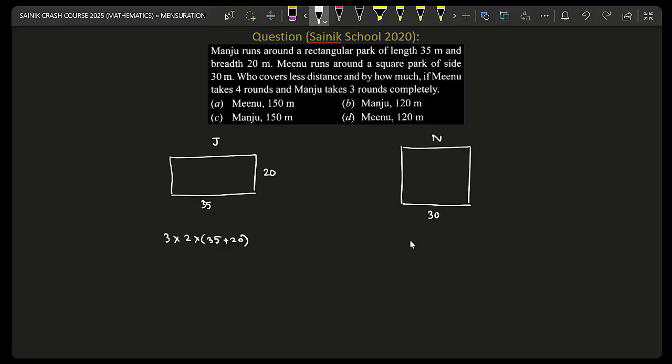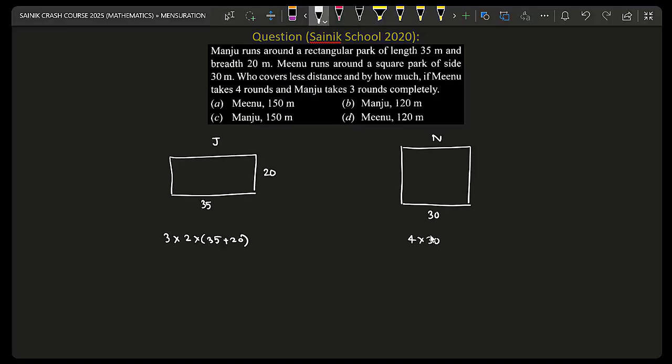Sir, 30 into, sir, 1 round, sir. One round, what is that? Sir, 1 round she covers. If she covers one round, what is the distance she's traveling? Sir, 30 into 4. Okay, that is nothing but you are using the perimeter of square formula, 4 into side. 30 into 4 you did or 4 into 30, no problem.